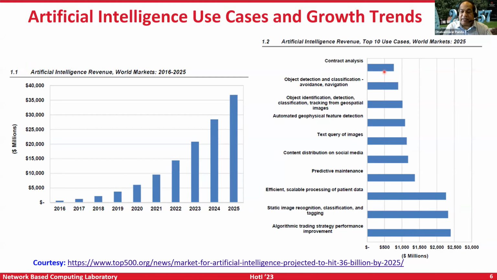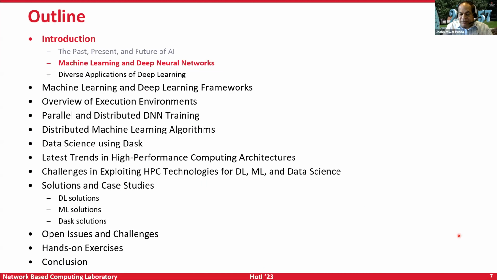But if you see the use cases, these are all the places people are using it: contract analysis, object detection, classification, object identification, geophysical feature extraction, text query of images, content distribution on social media, predictive maintenance, like for aircraft and your cars. The field of medicine is also gaining a lot of traction with respect to utilizing AI techniques, then image recognition and all. But the biggest one is actually the stock market. People are trying to predict the financial market, things happening all over the world, so that the banks and others can properly invest and get the money. So this is a very broad perspective.